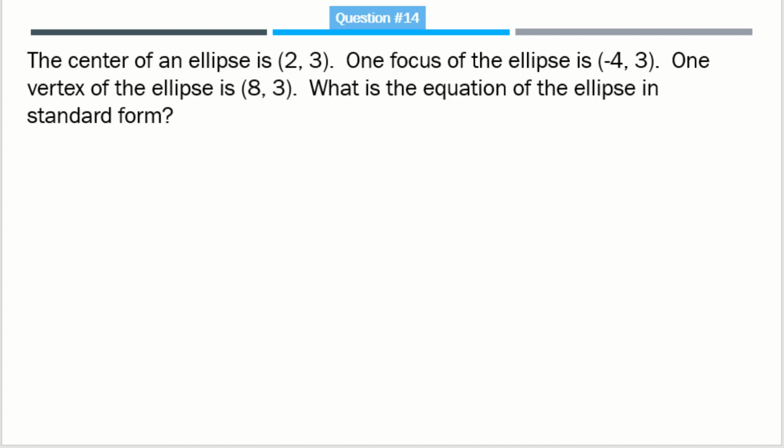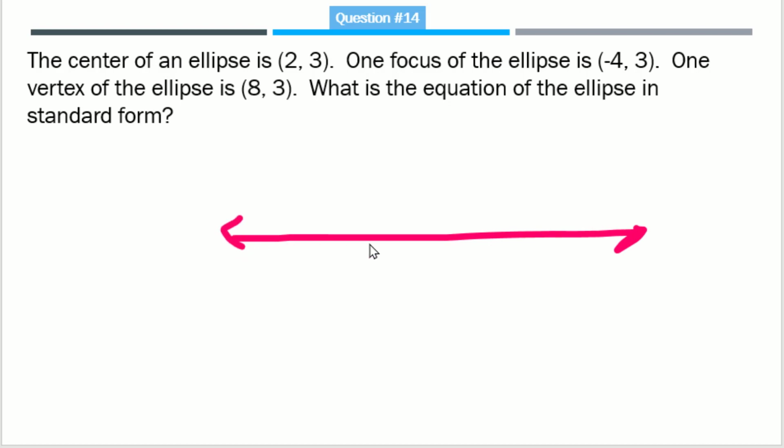Okay, so for question 14, we have the center of an ellipse at 2, 3. And the focus is at -4, 3. So I'm going to sketch that. Just make a quick graph. Just kind of see what's happening.